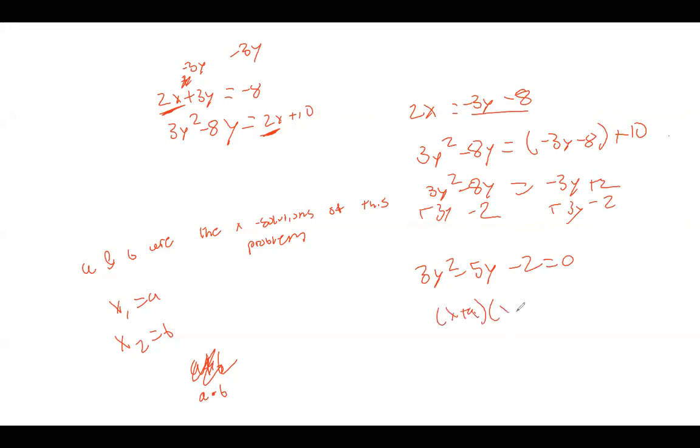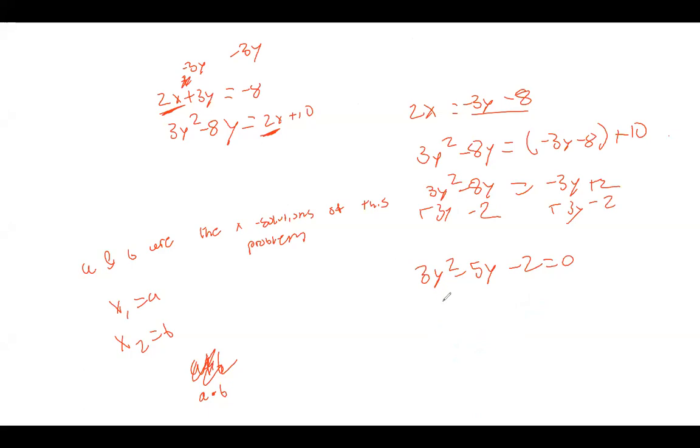times x plus b, and a plus b has to equal negative 5, and a times b has to equal negative 2. And the two answers that would work is, oh wait, it's different this time. So you have 3. So there's 2 ways of doing this. All right. So there's 2 ways of doing this.